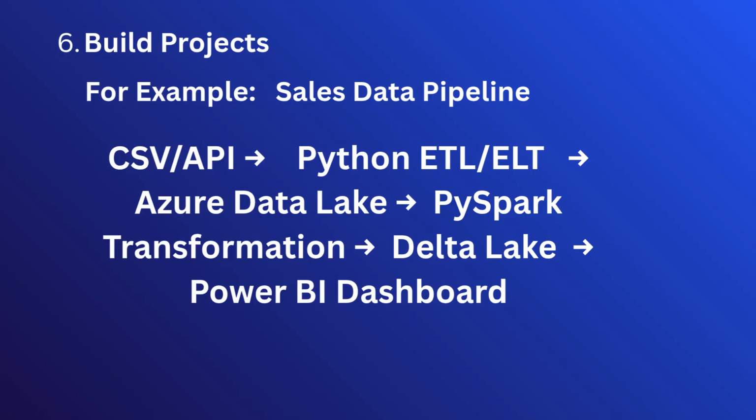Just for example, you can create a sales data pipeline, and for this sales data pipeline your architecture will be just like this, but it is not mandatory that your structure will be this. You can also follow another structure. I am giving this just as a sample example.